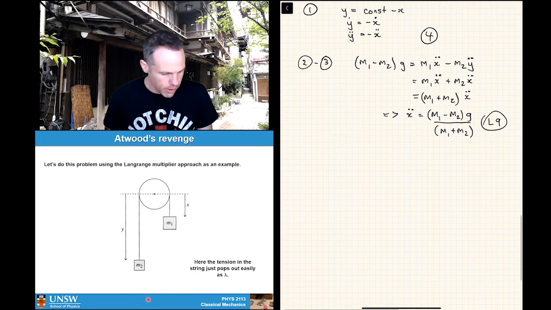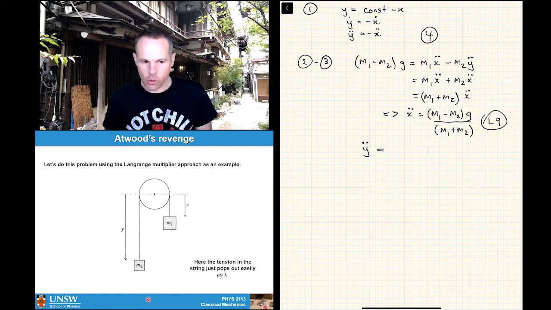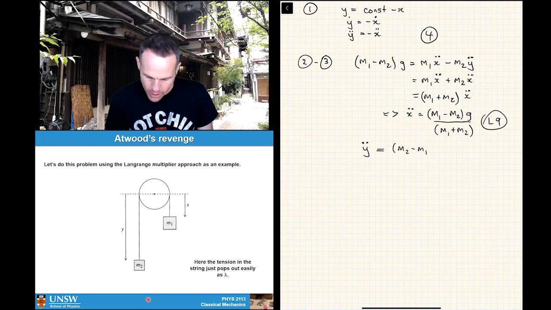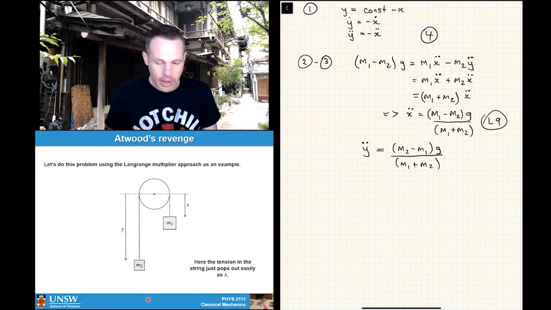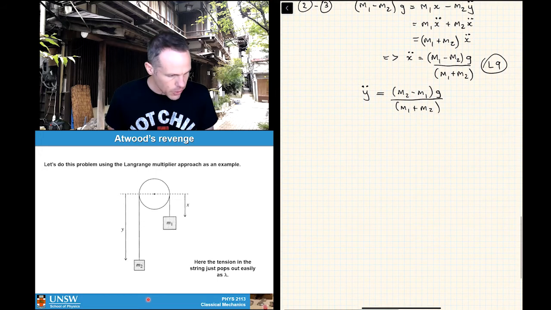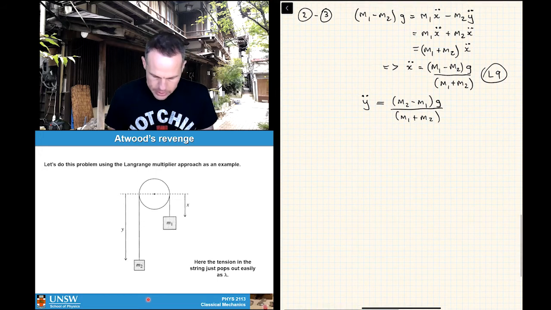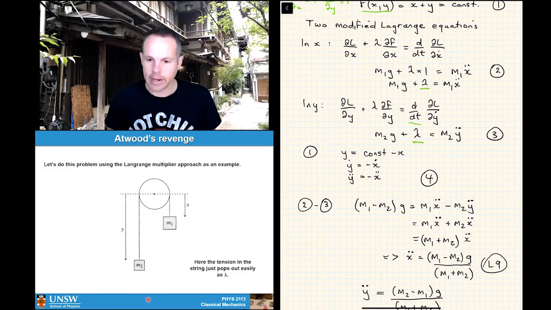And then I can in principle do the same thing for y. And I'll let you do this one for yourself just to save some time here. This thing is going to end up being (m2 minus m1)g on (m1 plus m2), okay? Okay, so they're what I got in lecture 9. And now the last step of this is I want to get lambda, right? And so I can finish this by now basically taking my equations 2 and 3 up here and basically just isolating out my lambdas, okay?